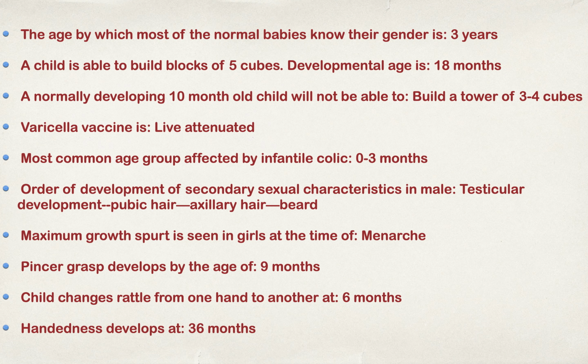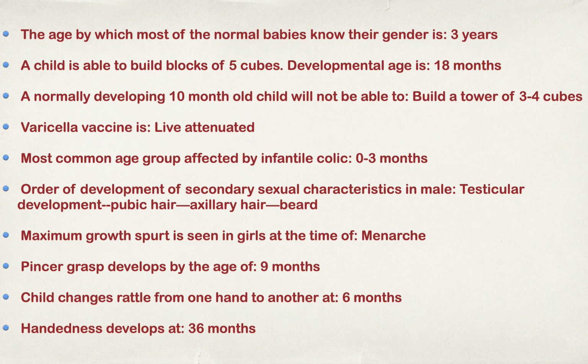Now, varicella vaccine is live attenuated. Remember this. These are silly mistakes you can make. Now, the most common age group affected by infantile colic is 0 to 3 months. And order of development of secondary sexual characters in male: testicular development firstly, then pubic hair, then axillary hair, and then beard. So remember this. This is asked. And maximum growth spurt is seen in girls at the time of menarche.